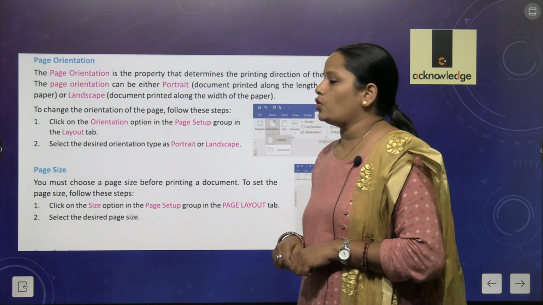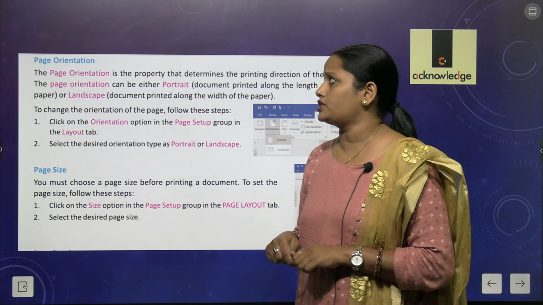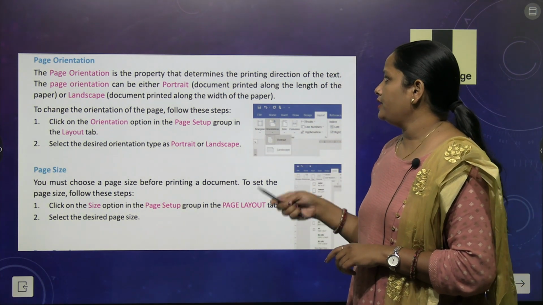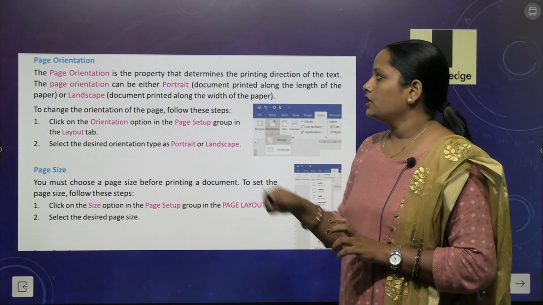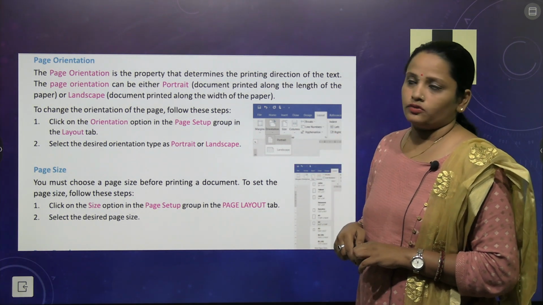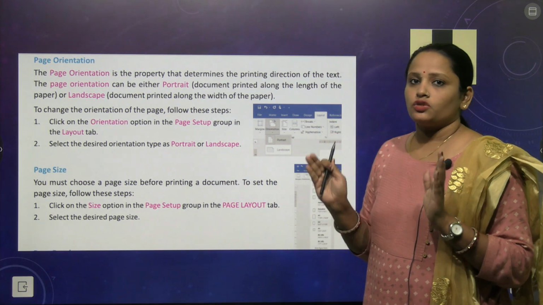Next is page orientation. What is page orientation? The page orientation is the property that determines the printing direction of the text. The page orientation can be either portrait or landscape. So, page orientation tells us the direction of the page.